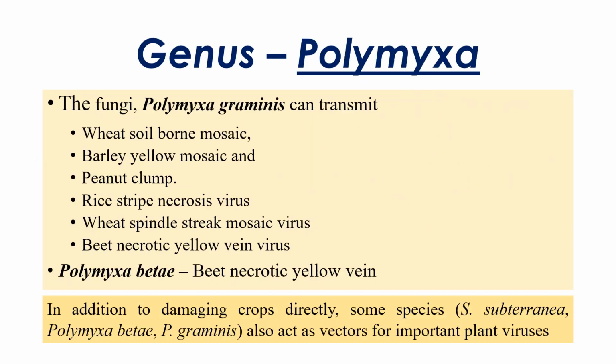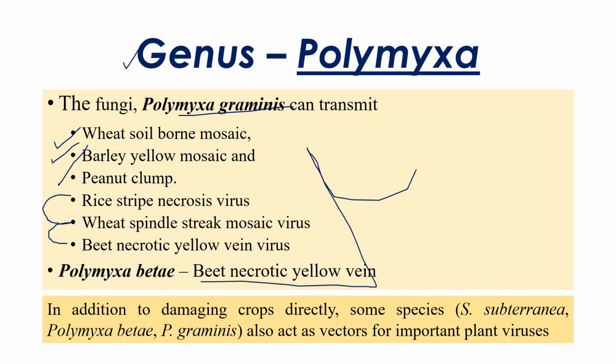And the next one is the genus Polymyxa. The fungus Polymyxa graminis is a very important one, which transmits various plant viral diseases, that is wheat soil-borne mosaic, barley yellow mosaic, barley mild mosaic, peanut clump, rice necrosis mosaic, wheat spindle streak, and beet necrotic yellow vein. Polymyxa betae generally transmits beet necrotic yellow vein virus. These are the different kinds of viruses transmitted by the genus Polymyxa.